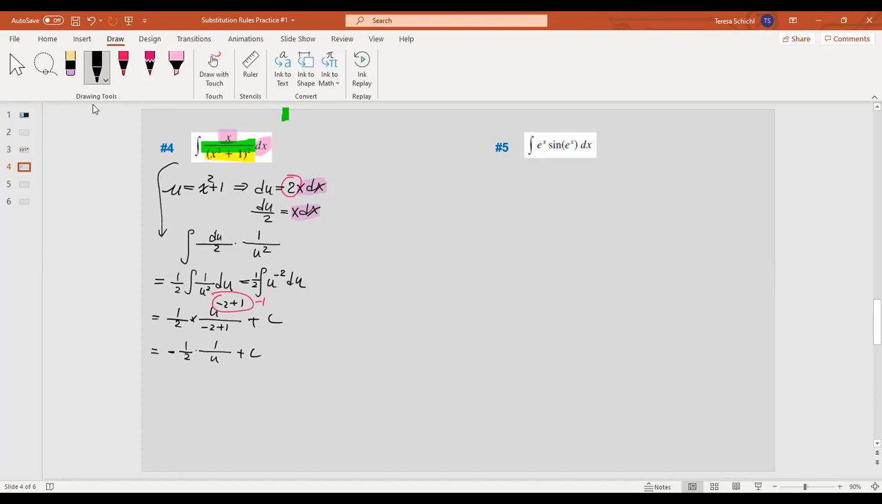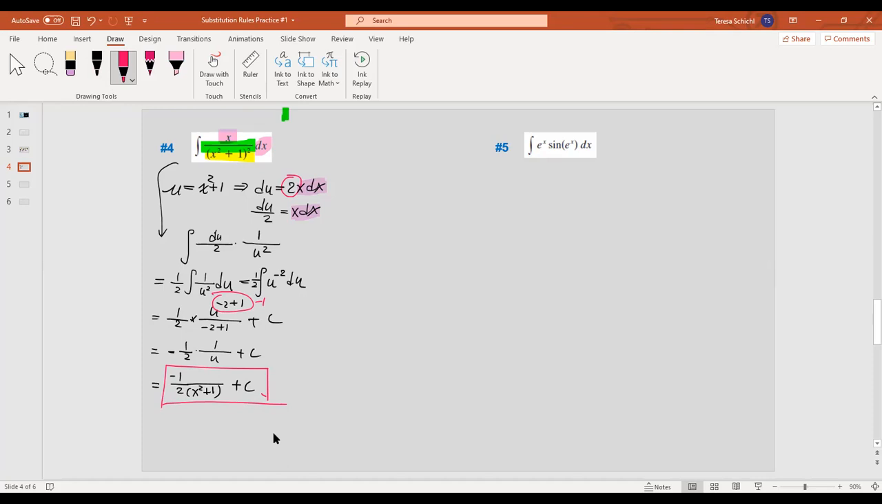What is u here? It's x squared plus 1. So this will give you negative 1/2 times 1 over x squared plus 1, plus c. Okay, so that is this one. Now the next one.